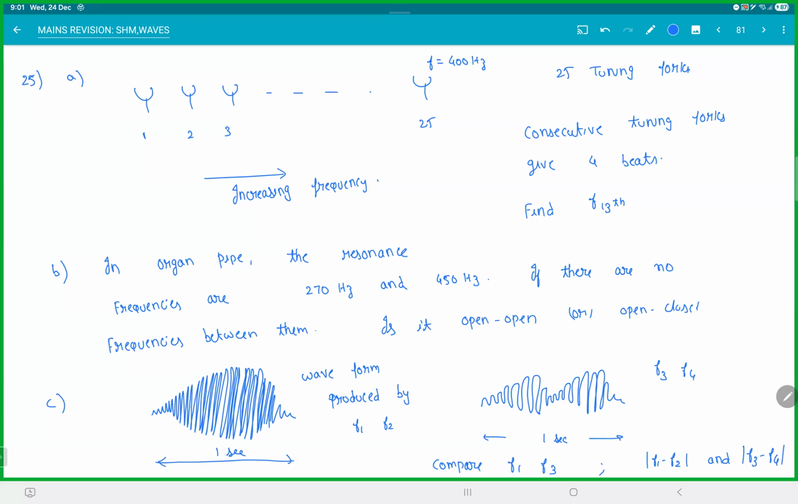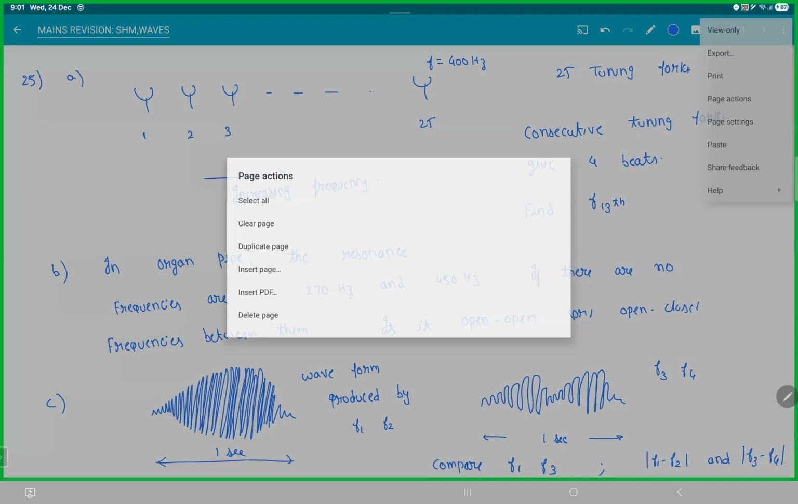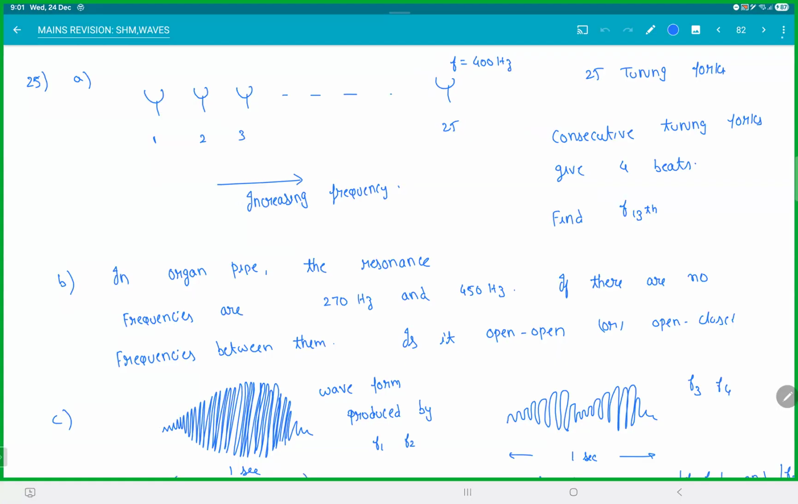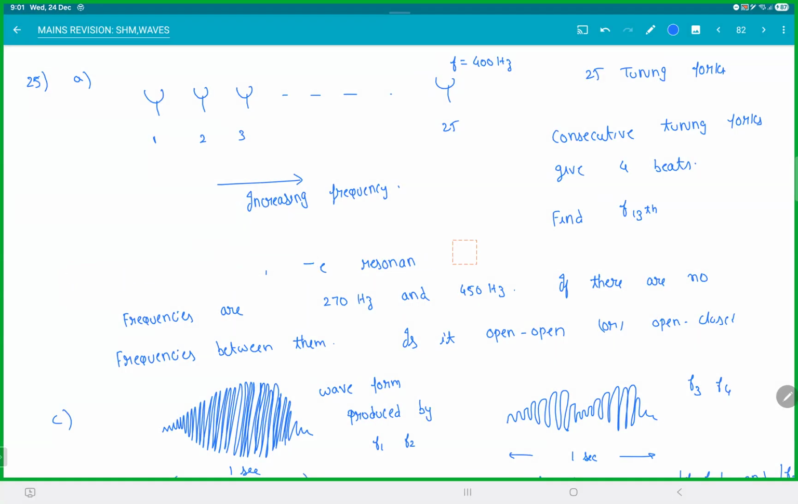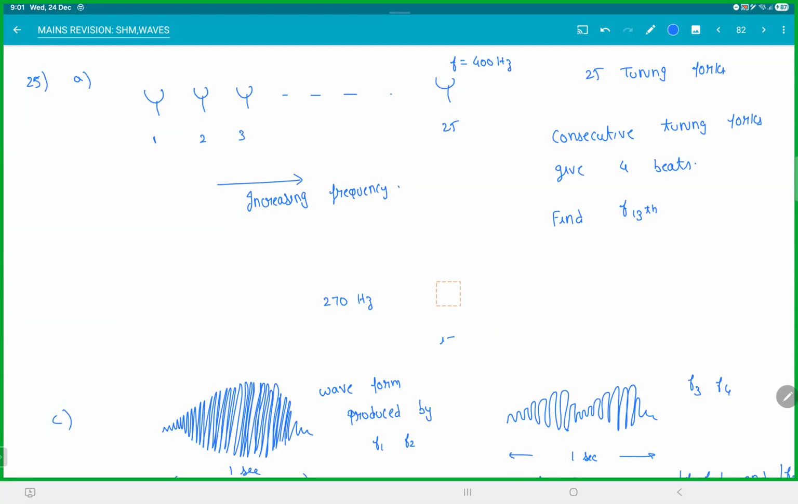This is simple backtracking actually. So you want the 13th one, right? So let's say the 13th frequency is somewhere here. This is the 13th guy. Let this frequency be F.